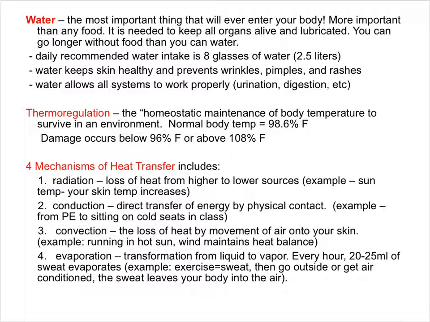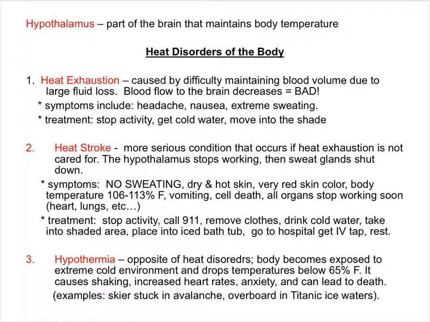Every hour we lose about 20 to 25 milliliters of water through sweat, and that happens through evaporation. So an example would be we exercise and we sweat, then we go outside or into the air-conditioned home or gym, and the sweat leaves your body and turns to water vapor, gaseous water, in the air. The part of the brain that maintains body temperature is called the hypothalamus, and there are a couple of disorders that deal with temperature in the body.